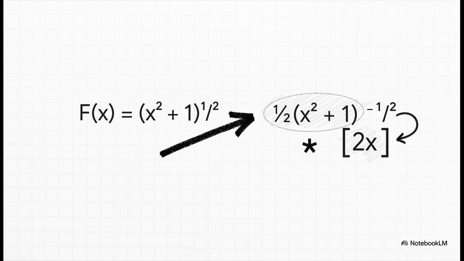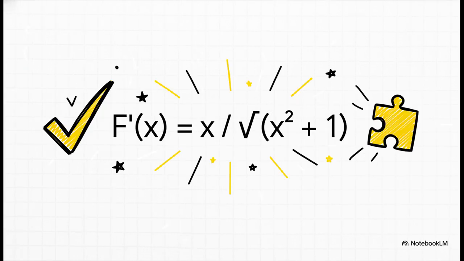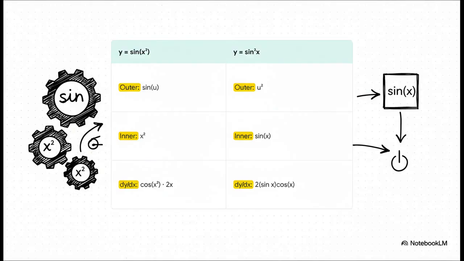First things first, it's always a good idea to rewrite that square root as a power of 1/2. Now, applying our method, we differentiate the outside power function. That gives us 1/2 times our inner function raised to the negative 1/2. Then we just multiply that by the derivative of the inside part, which is simply 2x. And now for the satisfying part. We just simplify it. The 1/2 and the 2 cancel out perfectly, and that negative exponent just moves the whole term down to the denominator. And there it is, our final answer. Puzzle solved.